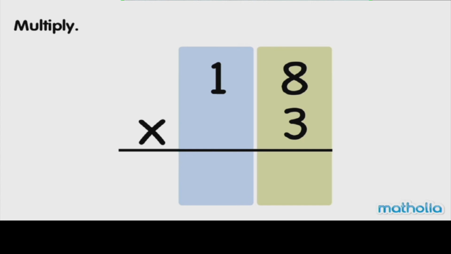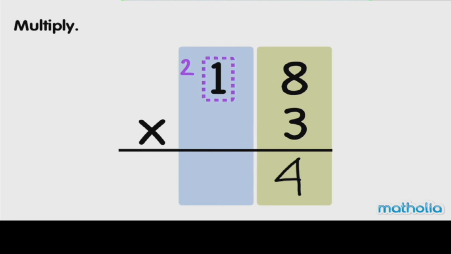Multiply. Let's find 18 times 3. So first thing, multiply the ones by 3. 3 times 8. 8 ones times 3 equals 24 ones. Regroup 24 ones into 4 ones and 2 tens. So we write the 4 and carry the 2 tens.